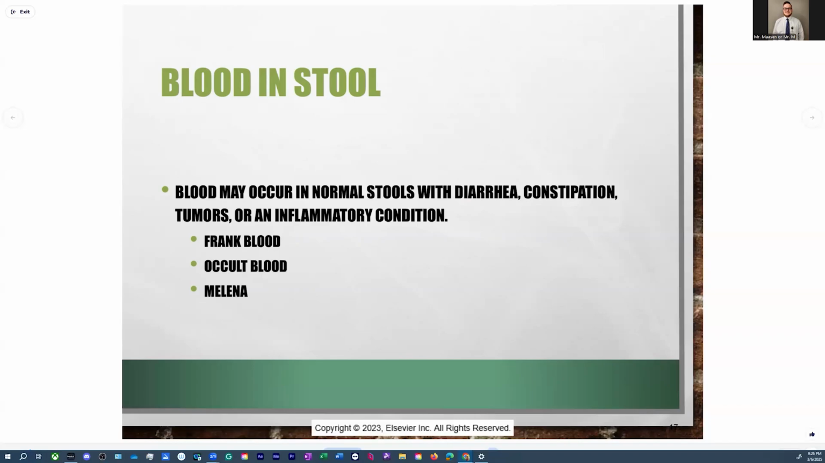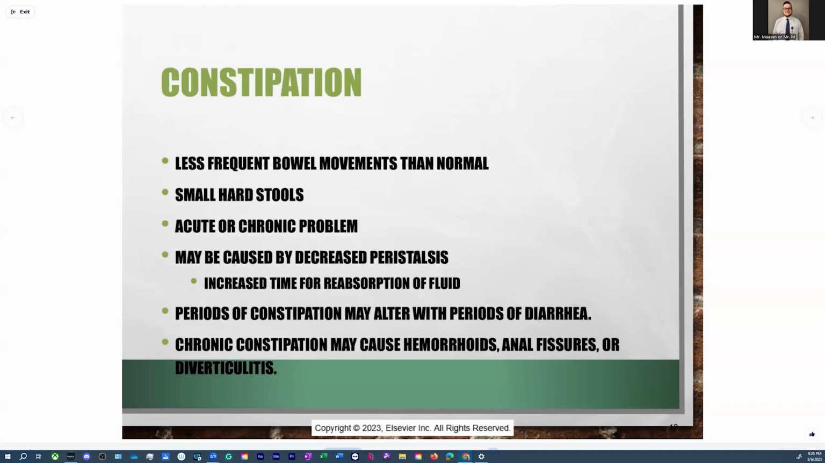But occult blood is saying there's something going on that's maybe further up the GI tract. One of the other main conditions with this is diarrhea, and again, most diarrhea and constipation most of the time are secondary problems to a primary issue, right? But they can be related to some acute and chronic conditions in our GI world here.